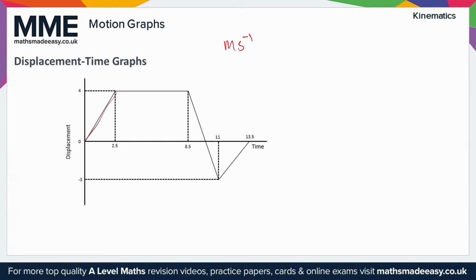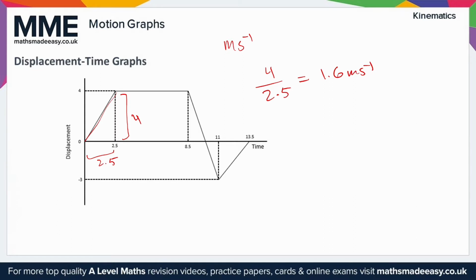So if we took, for example, the gradient here, it's going to cross 2.5, so that's our change in x, and then up 4, so that's our change in y. It's actually our change in displacement and our change in time, but if we work it out, change in y over change in x, so 4 over 2.5, that's 1.6 meters per second. So the gradient of any displacement time graph is the velocity.